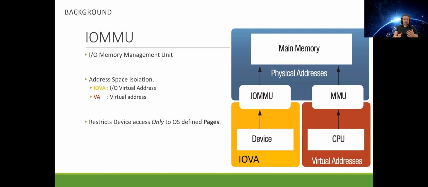First, let's see an example of how IOMMU is used in the DMA API in Linux, and then I'll explain briefly why IOMMU is insufficient to provide security.